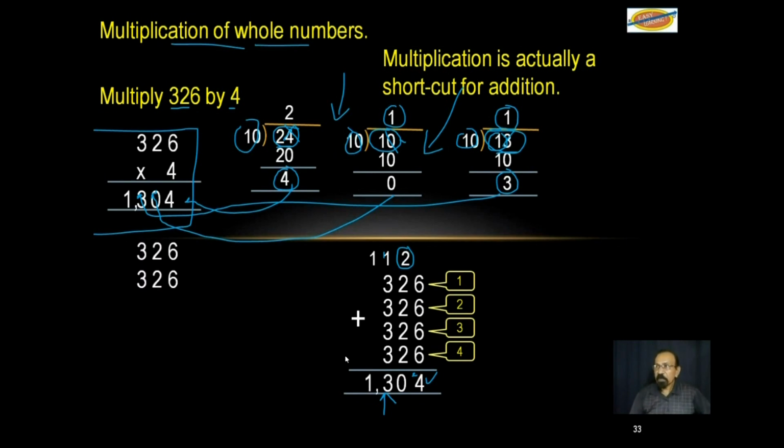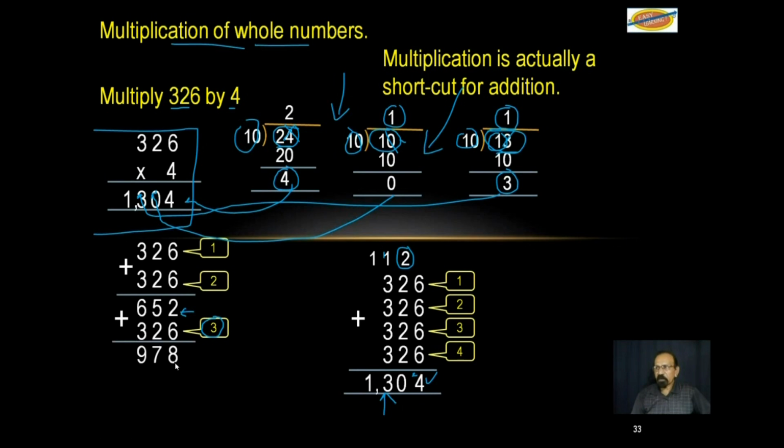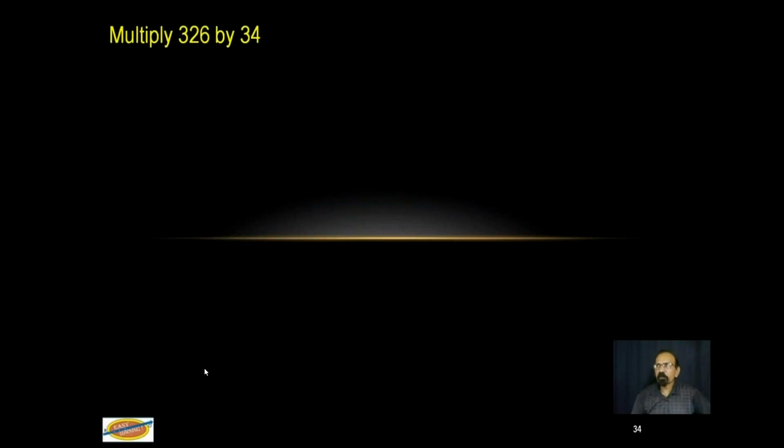Or you could look at it this way. You add 326 to 326 first, and you get this answer, and then you add another 326, that's a third time, and you get this answer, and you add another 326 a fourth time, and you get this answer. Remember, we have to multiply by 4. So multiplication is a shortcut to addition.